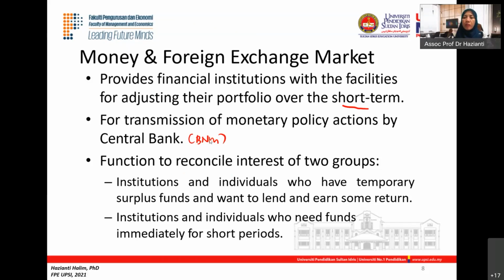You must remember when we talk about financial market, we have two groups. One, a group that has temporary surplus funds, they have extra surplus funds and want to lend and earn some return. So I have extra money, I want to give it to you so that I can earn some return. And another group is individuals who need funds immediately for short periods, let's say for business, for investment. So they need funds immediately. So you see, one can supply, one demands. So these are the interests of the two groups and it's actually governed by the money market.